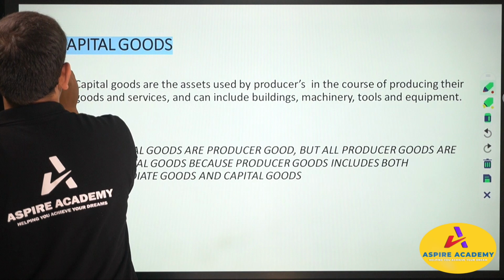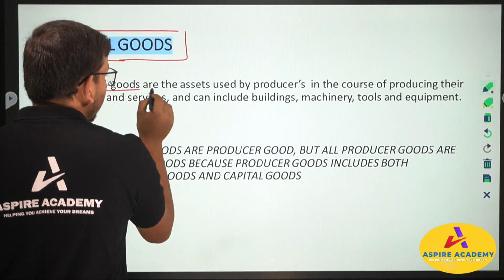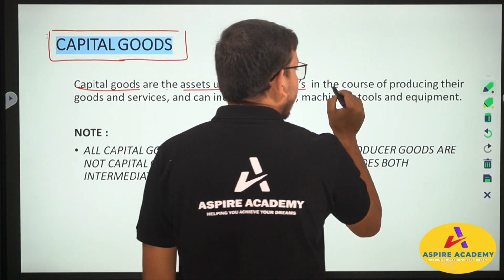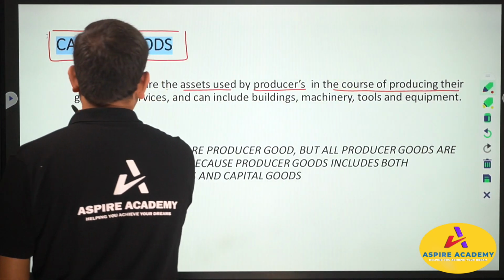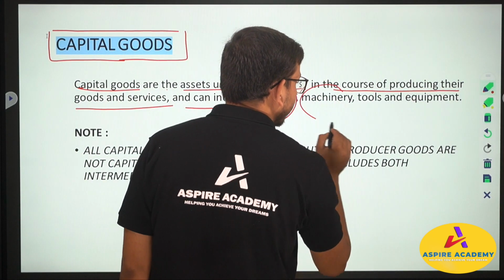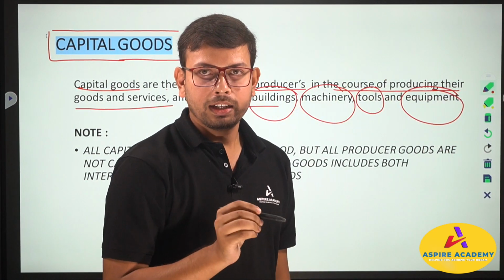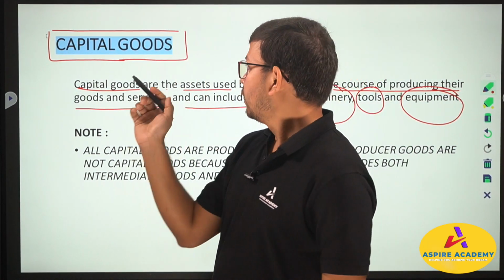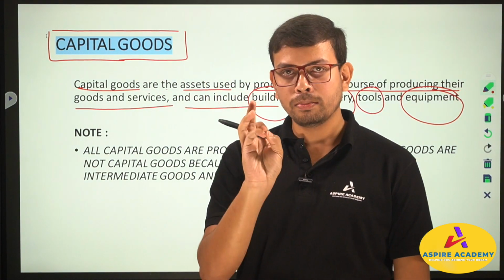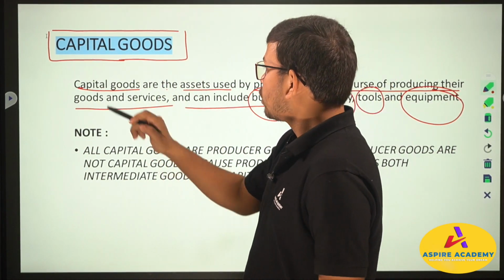What is a capital good? Capital goods are the assets used by producers in the course of producing their goods and services, and can include building, machinery, tools and equipment. I have made it very clear, while studying final good, that there are 2 different types of final good: the final consumer good, that we have already studied, and then final producer goods.